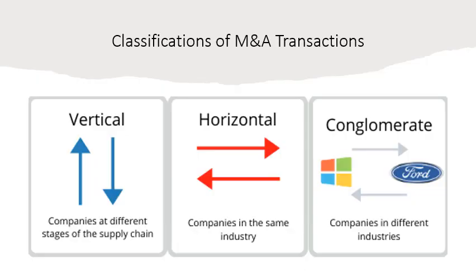the M&A transactions can be classified according to business activities into vertical, horizontal, and conglomerate transactions. We are going to give a short description of each type in the next slides.